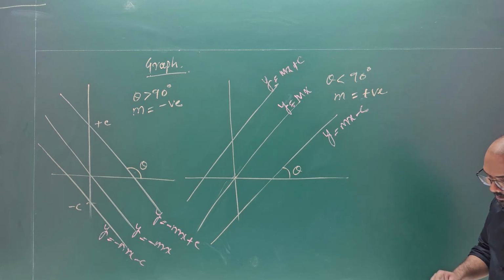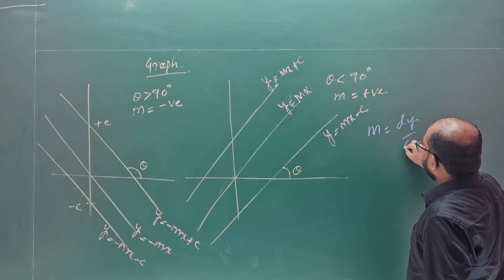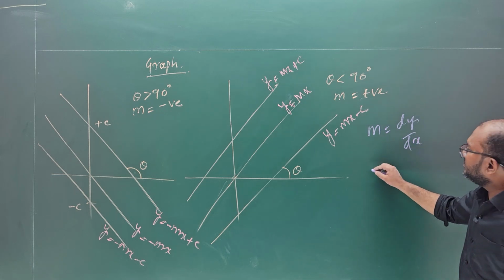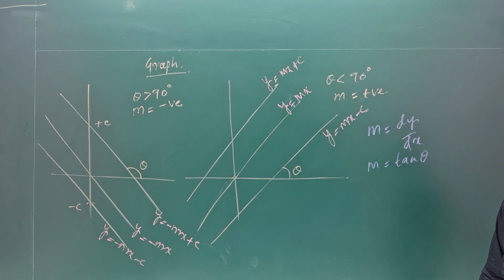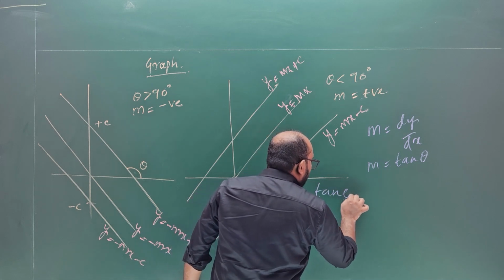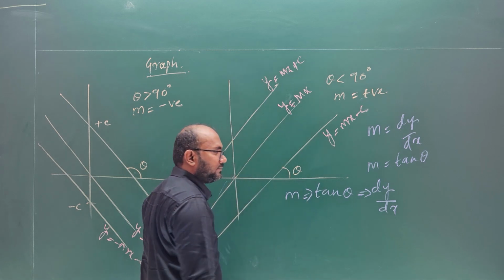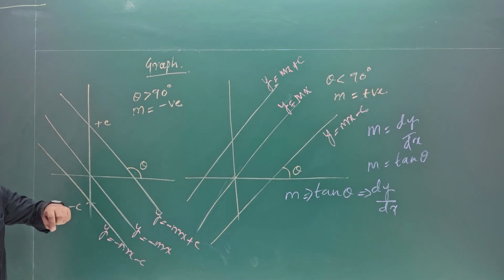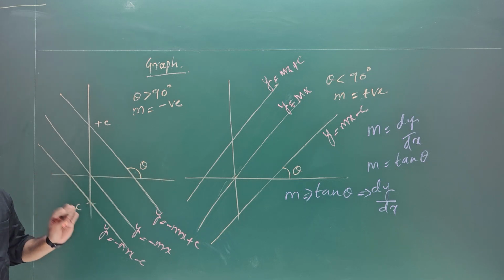The next thing we need to understand is what the slope provides. Slope provides dy upon dx. Can I also say that slope is equal to tan theta? Can I say that m is nothing but tan theta, or it is also written as dy upon dx? Okay. These are the basic things we should be knowing.